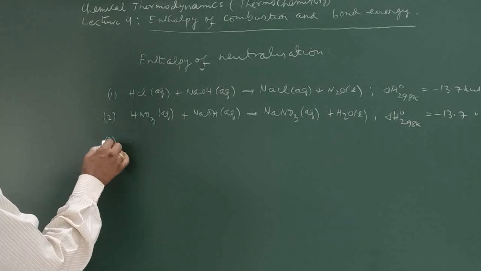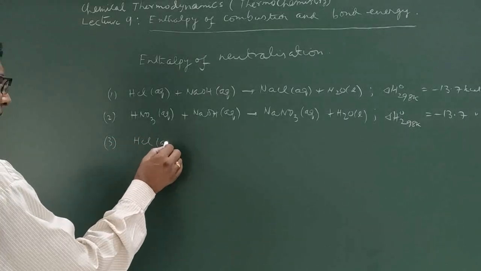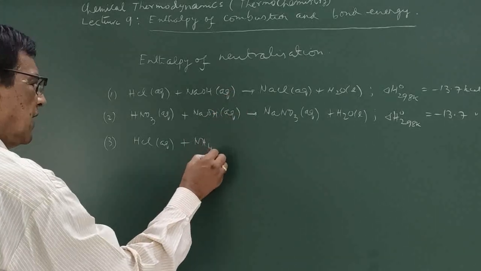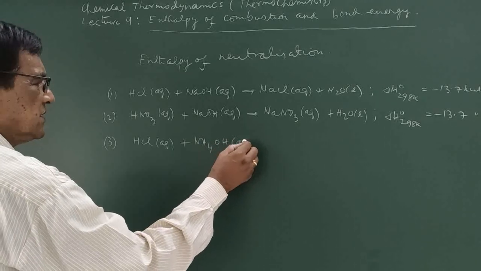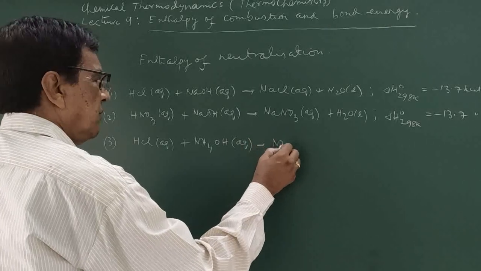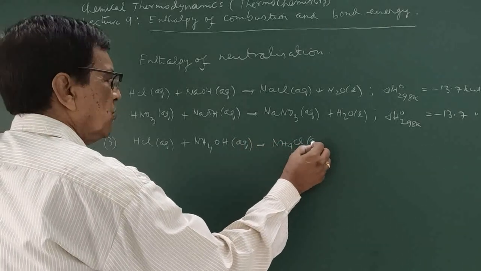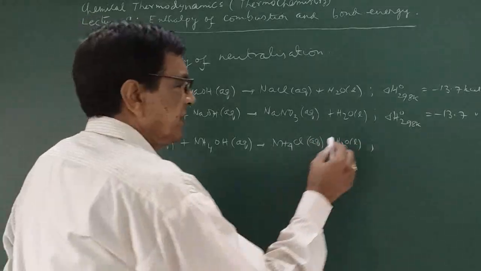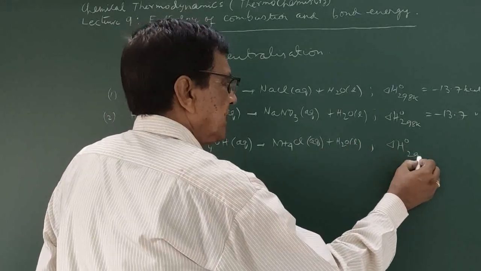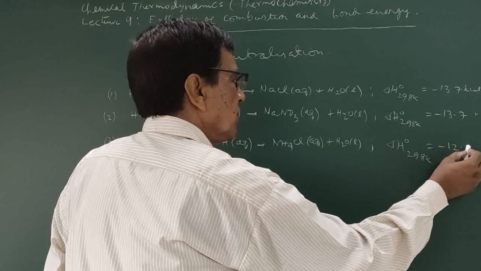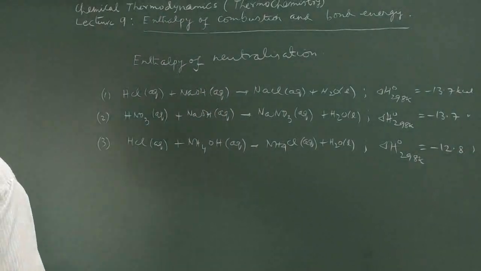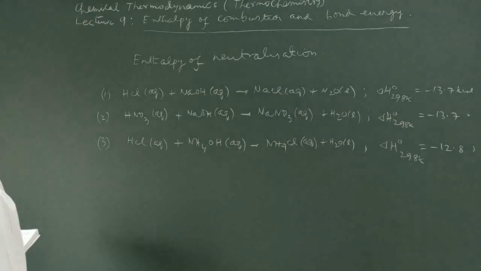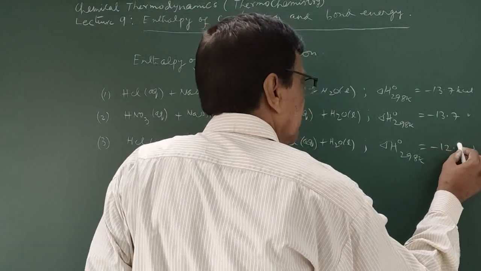But if we take, say, HCl aqueous plus ammonium hydroxide, this is a weak base, giving ammonium chloride aqueous plus water, in this case the heat change will be different, and delta H naught at 298 Kelvin is found to be minus 12.3 kilocalorie.